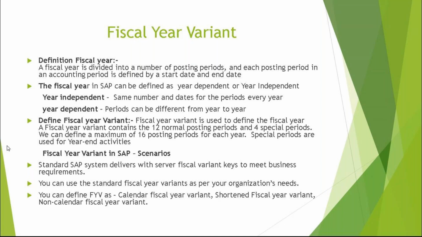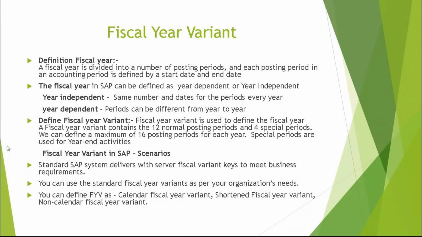So the fiscal year variant has two different formats, year dependent and year independent. Year independent is nothing but the same number and dates for the periods within the year. Periods can be different from year to year; that is year dependent. In India, we will be using the year dependent format because the posting periods will start in one year and end in another year. Indians usually use a variant called V3.